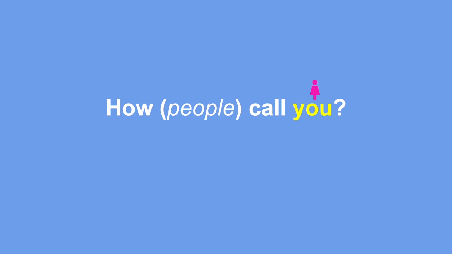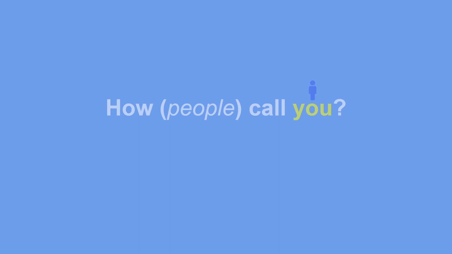How they call you? What's your name? Ech kor'im lach. People call me Limor. My name is Limor. Kor'im li Limor. How people call you? What's your name? Ech kor'im lecha. People call me Avi. My name is Avi. Kor'im li Avi.